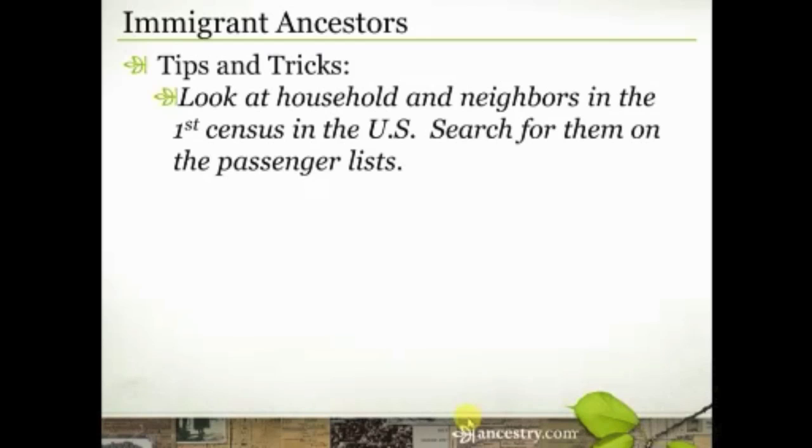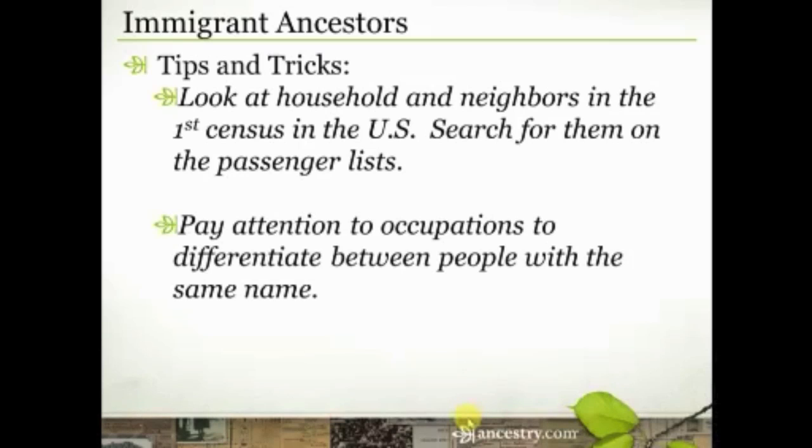Oftentimes, if you can't find your ancestor on the passenger list, they may have immigrated with friends, family, or neighbors from their hometown or home village in Europe somewhere. And so if you search for some of those neighbors, you can sometimes get lucky and find that. I've had a couple of really great successes by doing that.